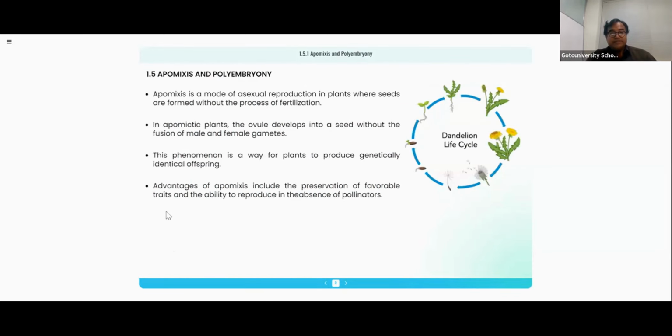So this apomixis is a type of asexual reproduction. Why do we need to choose asexual reproduction? Because we can escape from so many parameters like biotic and abiotic factors that we told you long back. In asexual reproduction, without the help of fertilization, we can get the zygote. The ovule develops into seed without the fusion of male and female gamete, right?